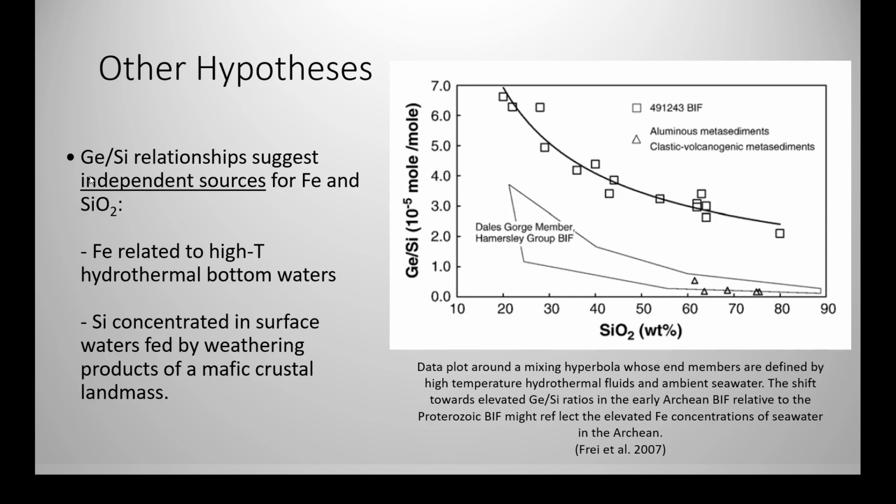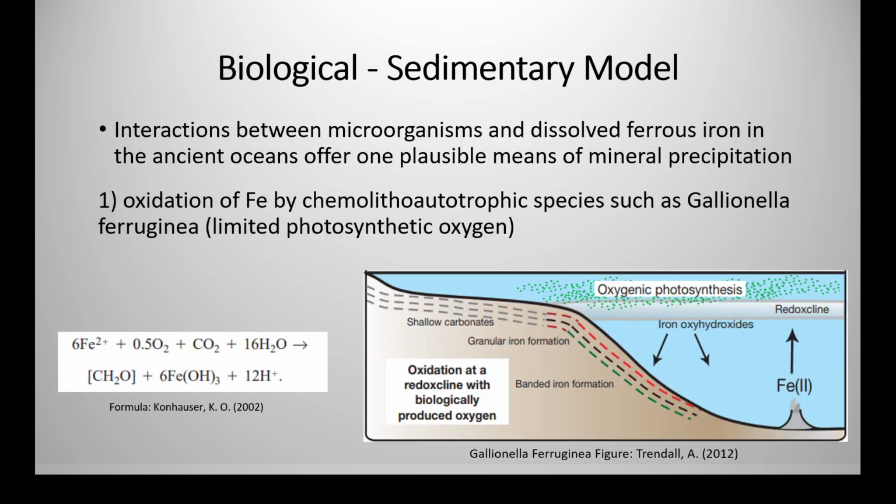Finally, looking at the Fe over silica ratio, we can find that the Fe is related to high temperature hydrothermal vents, while the Si concentration is due to waters fed from the weathering products of the crustal landmass. So this is just by using this relationship and trying to refer it back to the original source. Alright, so that was the whole hydrothermal model.